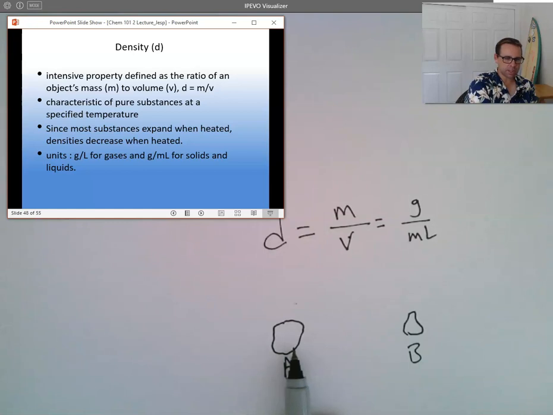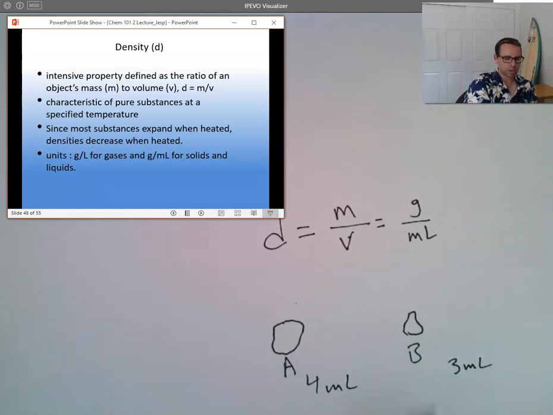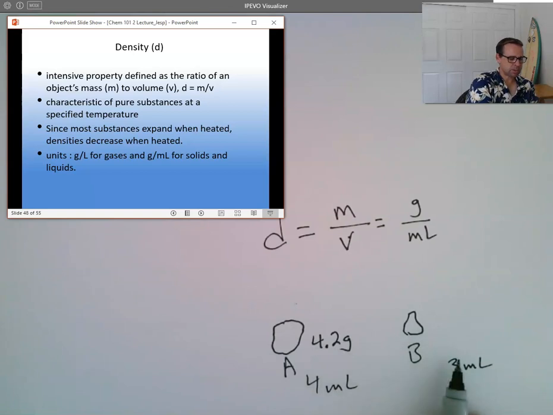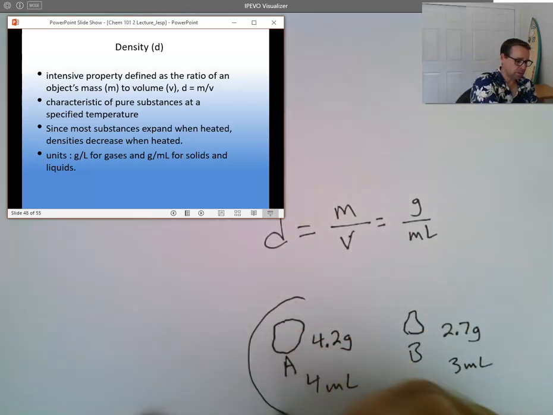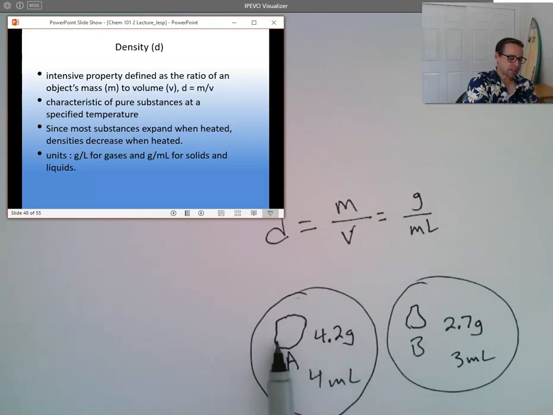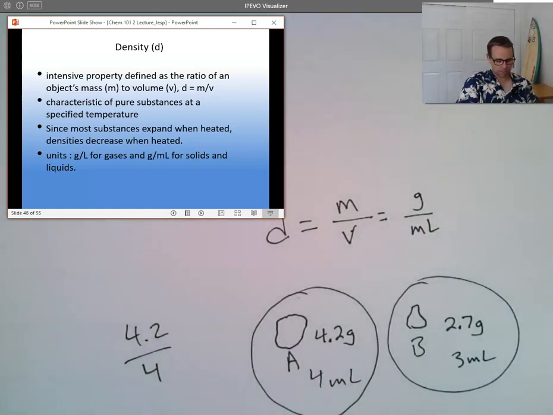So let's give this a volume. Let's say this volume is 4 milliliters. And let's say this volume over here is 3 milliliters, okay? This has a greater volume than B does. But then if we take the mass, let's say the mass of this is 4.2 grams, and the mass of this material over here is 2.7 grams. Well, we can find the density of this material here and this material here and find out which one is more dense by taking the mass of the material and dividing it by the volume. So if I take 4.2 divided by 4, right, put that into my calculator, I get 1.05.